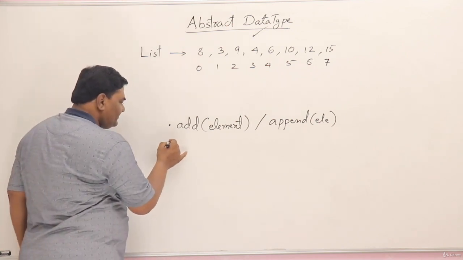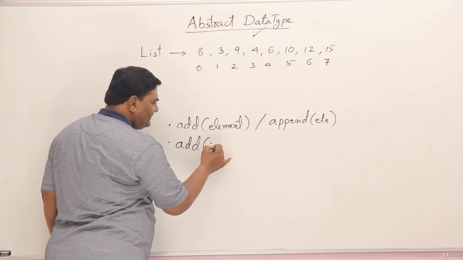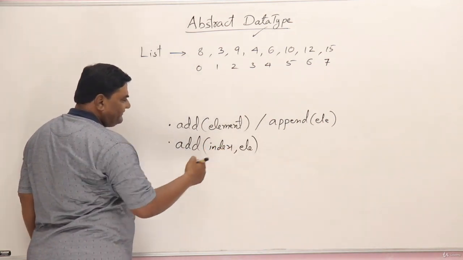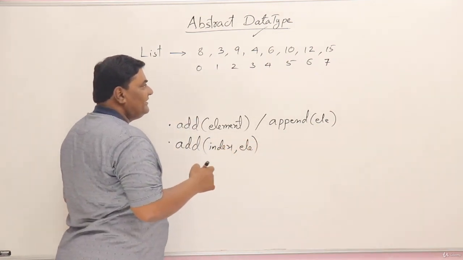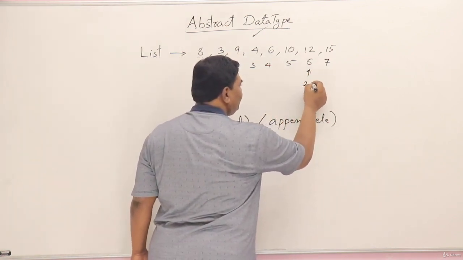Now next operation, add an element at a given index. So adding an element at a given index. For example, I want to add 20 at index 6. So here I want to insert 20.